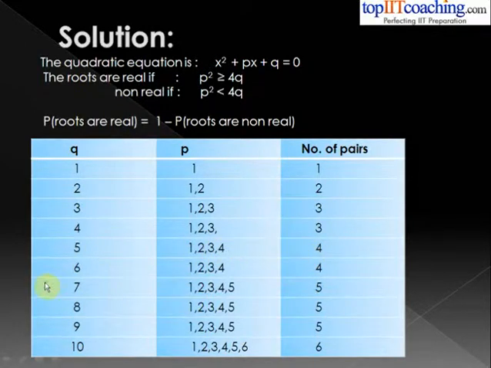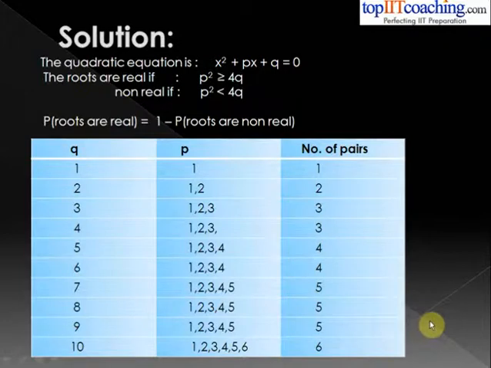When q is equal to 6, p can have the values 1, 2, 3 and 4, and hence the number of pairs is equal to 4. When q is equal to 7, p can have 1, 2, 3, 4 and 5, and so the number of pairs is equal to 5. When q is equal to 8, p can have the values 1, 2, 3, 4 and 5, and hence again the number of pairs are 5. When q is equal to 9, p can have the values 1, 2, 3, 4, 5, and the number of pairs become 5. And when q is equal to 10, p can have 1, 2, 3, 4, 5 and 6, and so the number of pairs are equal to 6.